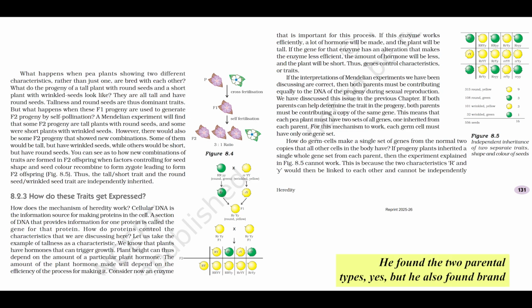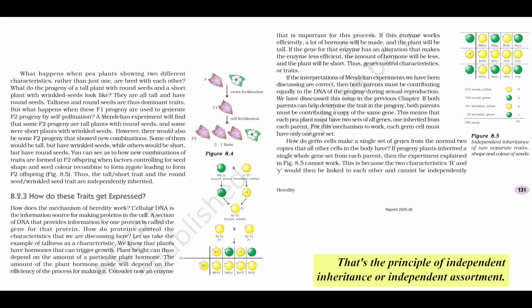Not at all. He found the 2 parental types, yes, but he also found brand new combinations that weren't present in the P or F1 generations. He found plants with round green seeds and plants with wrinkled yellow seeds. And again, his careful counting revealed a consistent pattern, a 9:3:3:1 phenotypic ratio. That's 9 round yellow, 3 round green, 3 wrinkled yellow, 1 wrinkled green. Wow, so the traits for shape and color weren't inherited as a package deal. They sorted out independently. Precisely.